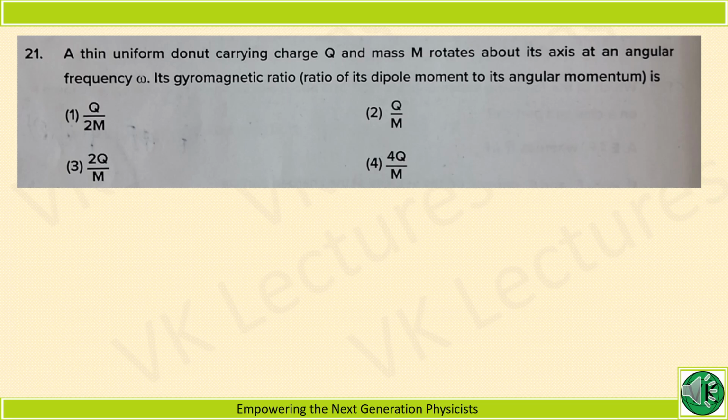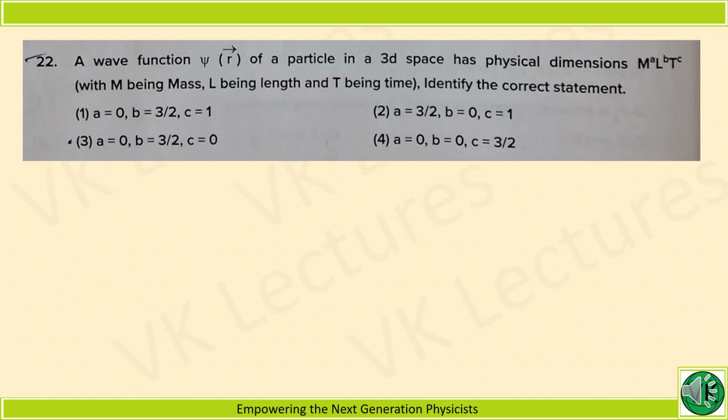A thin uniform donut carrying a charge q and mass m rotates about its axis at an angular frequency omega. Its gyromagnetic ratio is, the correct option is option 1, q by 2m.